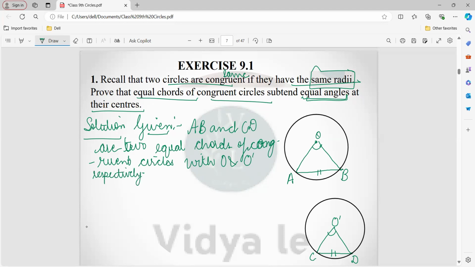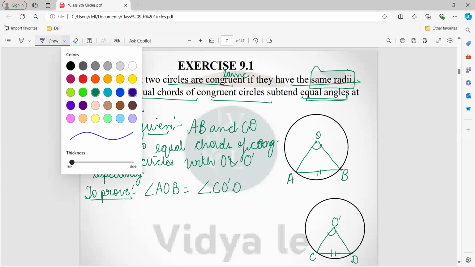Then we'll write what we need to prove. Here we need to prove that angle AOB is equal to angle CO dash D. This is what we have to prove. So let's prove it.